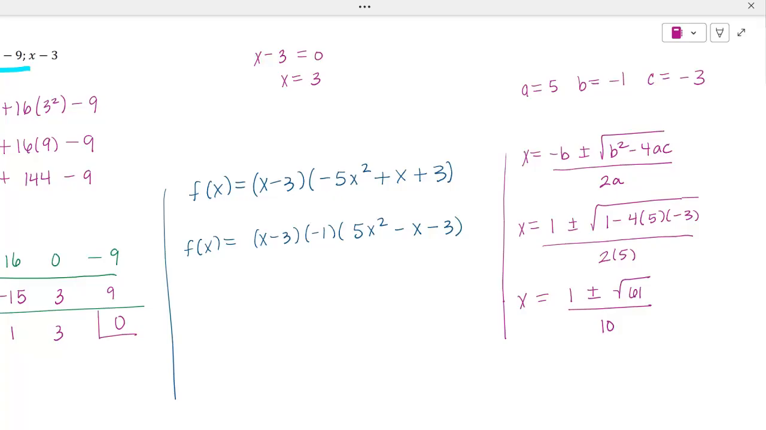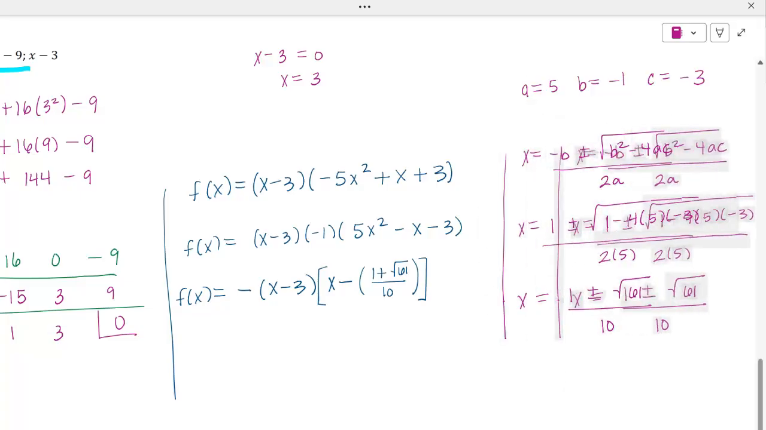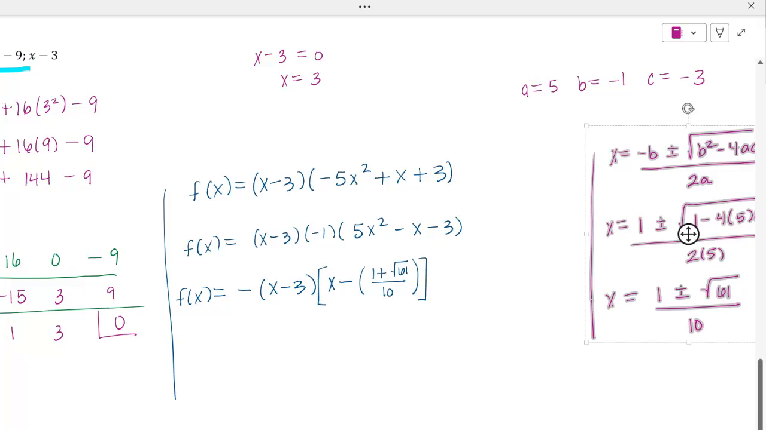All right, again, our goal is to find the zeros. So I've got 2 zeros over here. The factored version is going to look a little bit funky. I'm going to bring the negative 1 out into the front. And then I'll have x minus, one of my zeros, 1 plus the square root of 61 over 10. And the other one is going to be x minus 1 minus the square root of 61 over 10.